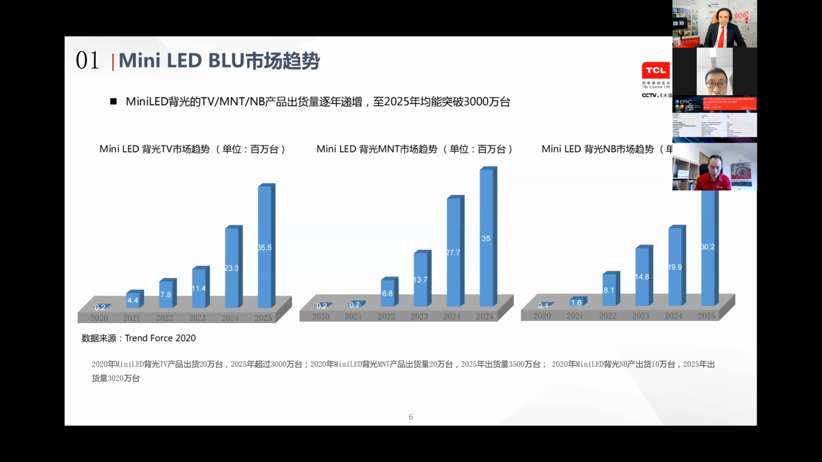And now let's turn to the market trend. We have seen 3 market segments. The first is mini LED backlight TV. Second, monitor, and the third, backlight and B market. In these 3 market segments, the mini LED backlight is growing quite rapidly every year, and the growth rate is very high. In 2025, there will be over 30 million units sold, so the market will be huge.